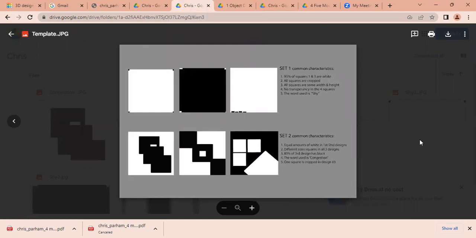Set one common characteristics and then set two common characteristics. What I did was I have the word shy up here where I have everything hidden, basically. And I did the same thing at the bottom for the word congestion down here. But for the first one, I chose the word shy, and I've got everything hidden that you can see. All the squares are propped. All squares are within the same width and height. So that was one project for my class.